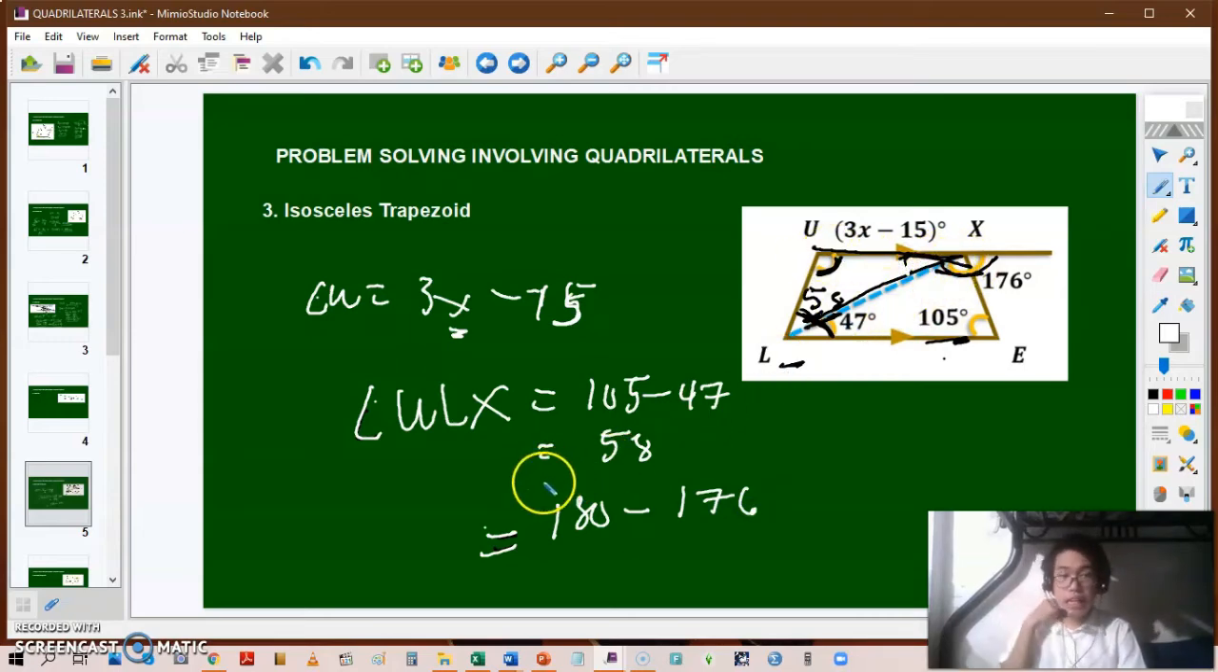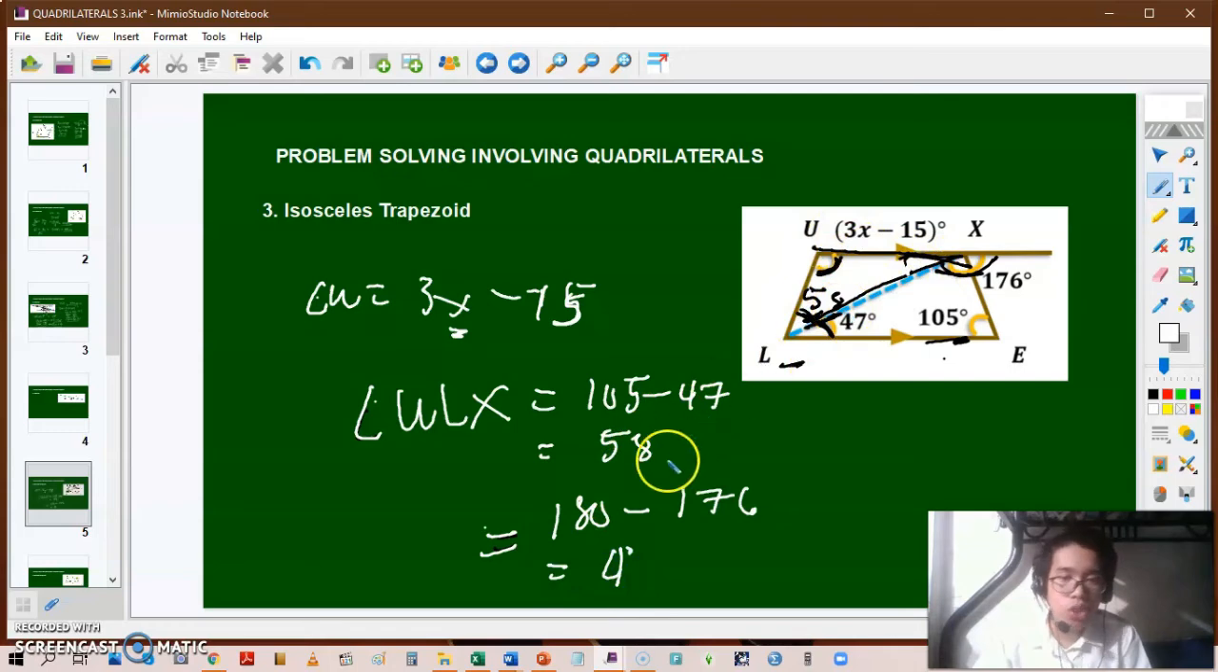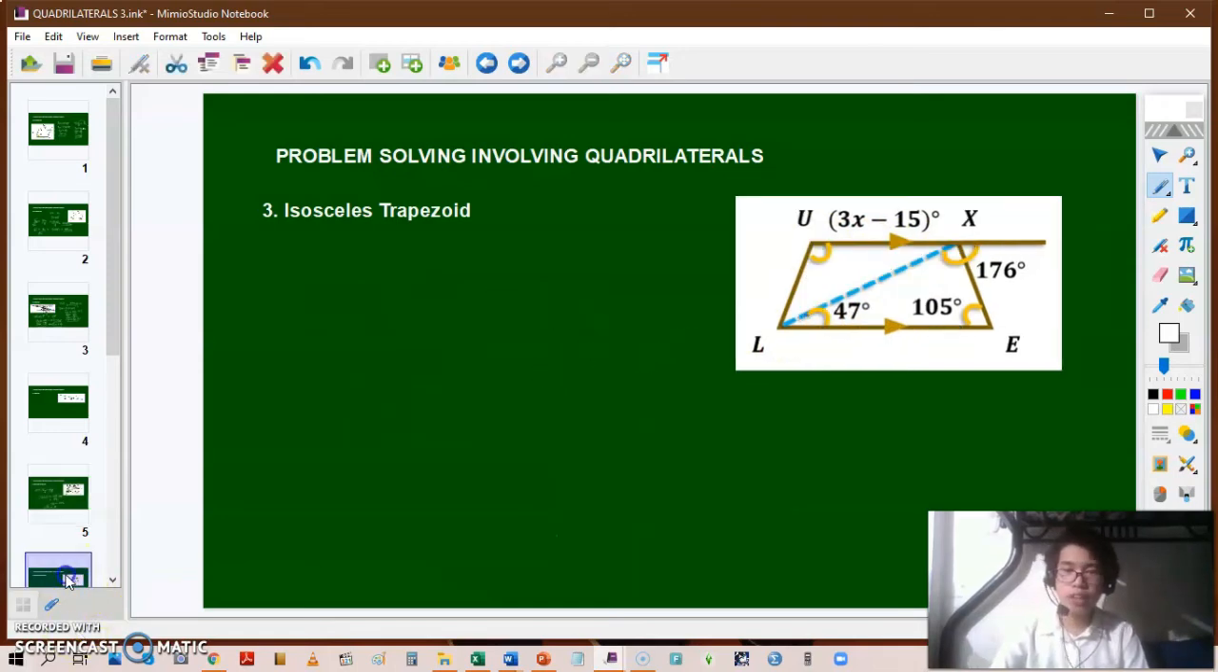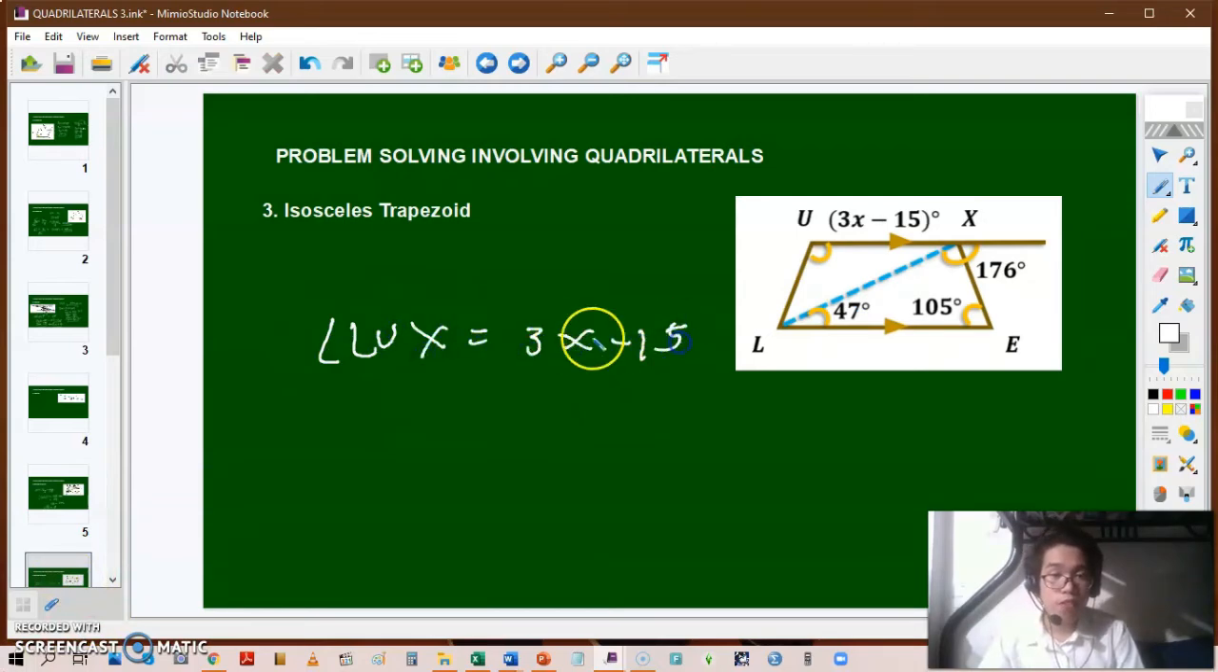So what's 180 minus 176? That's simply 4 degrees. So the measurement of angle UXL is actually 4 degrees. And therefore, we can get the measurement of angle LUX. Angle LUX measures 3x minus 15 degrees.